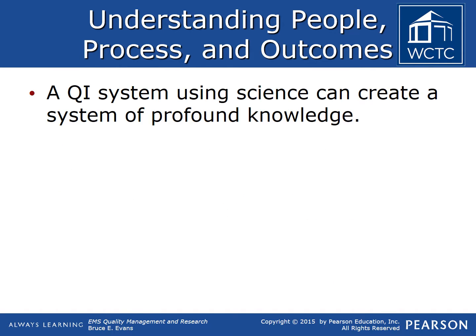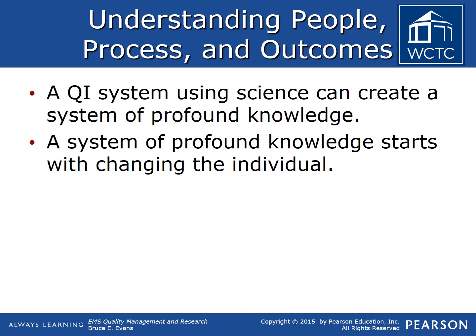Deming spoke of using science to create a system of profound knowledge that then serves as the foundation for a quality improvement system. Such a system of profound knowledge begins by changing the individual. An individual rooted safely in only existing knowledge will not see the need to improve, as all he or she knows is how things are, which seems perfectly normal to the individual.